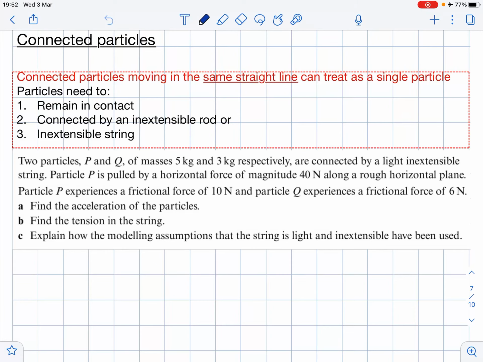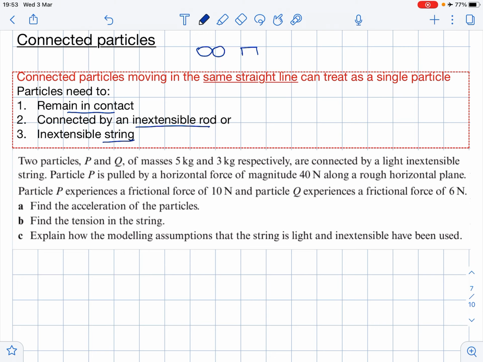Hello everyone, today we're going to look at connected particles. So what do we mean by connected particles? This could mean that the particles remain in contact, so it could be just two particles attached to each other, or it could be two particles connected by an inextensible rod or inextensible string. So this is what we mean by connected particles.